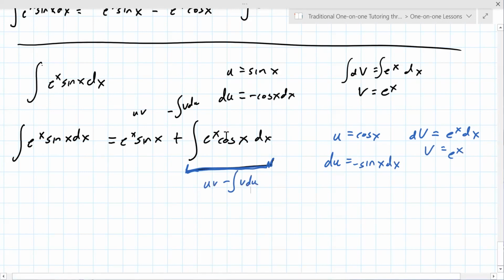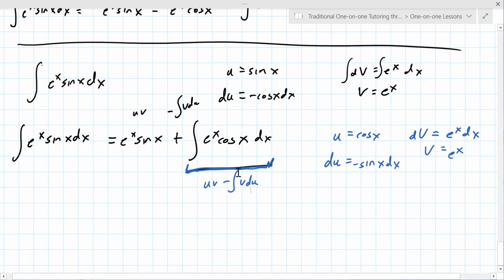Wait, question. Why did you put e to the x sine x dx on the left one? Look at the left, this one over here? Yes. Because we're going to come back around and use it at the end. So we have to keep it going throughout the whole problem. So that's the question, right? That's right.